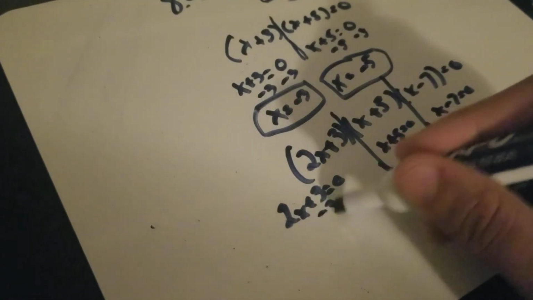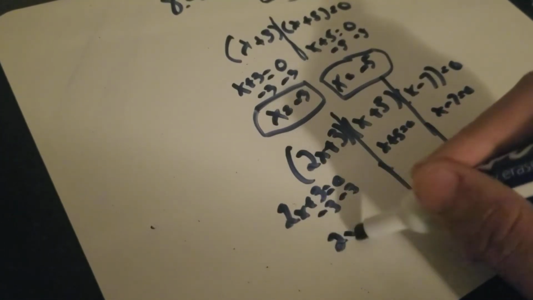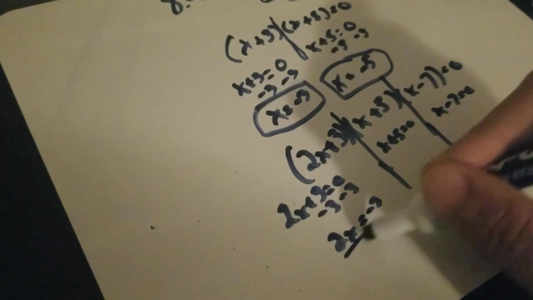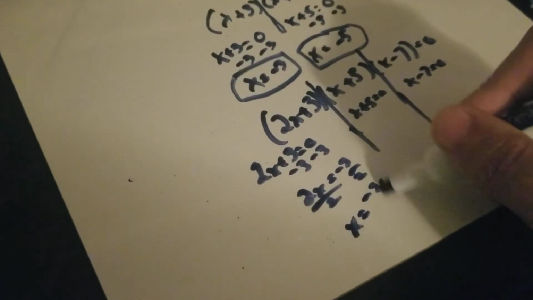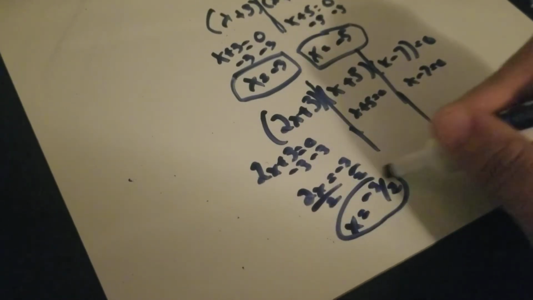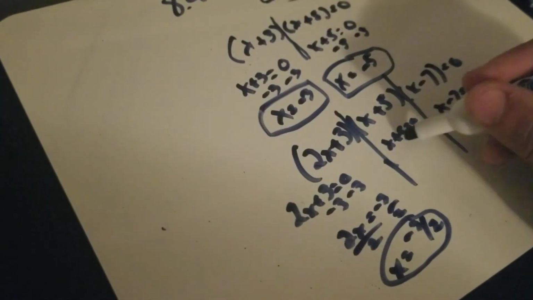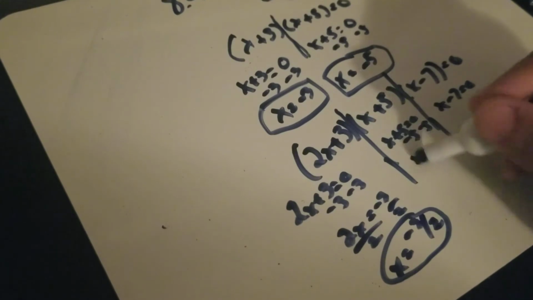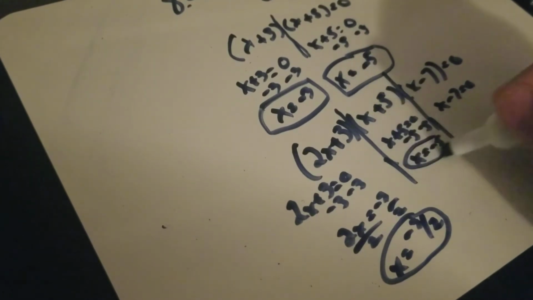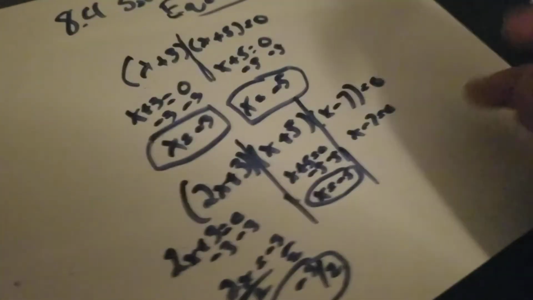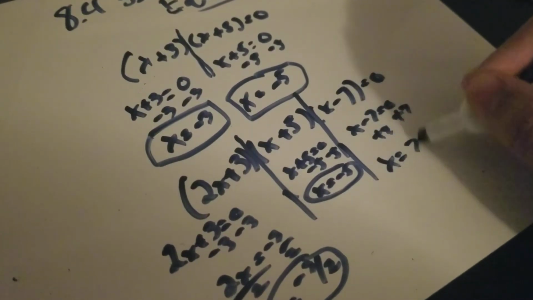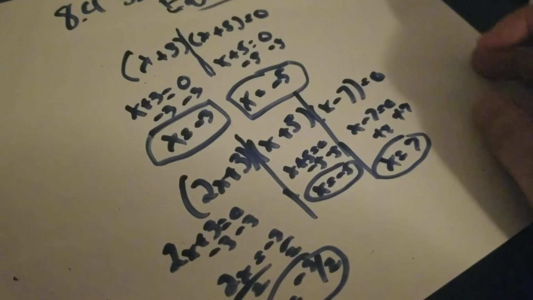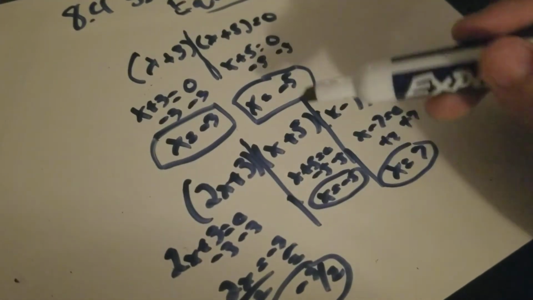Well, I'm going to subtract 3 on here and here. So I got 2x equals negative 3. Divided by 2, divided by 2. X equals negative 3 over 2. Well, that's one answer. Minus 5, minus 5. X equals negative 5. Well, that's 2 answers. And plus 7, plus 7. X equals 7. So for these, I hope you notice a pattern.